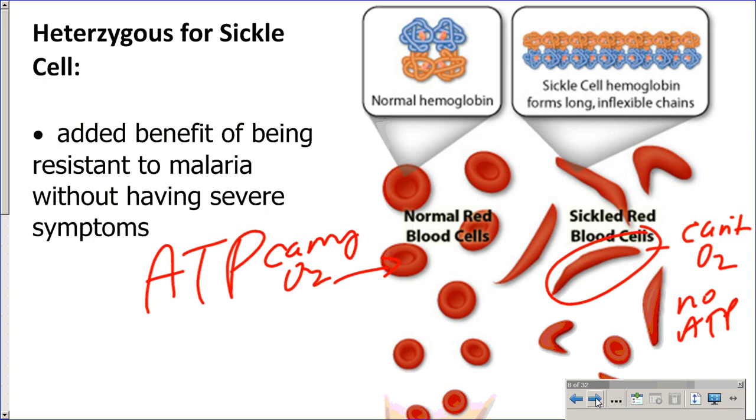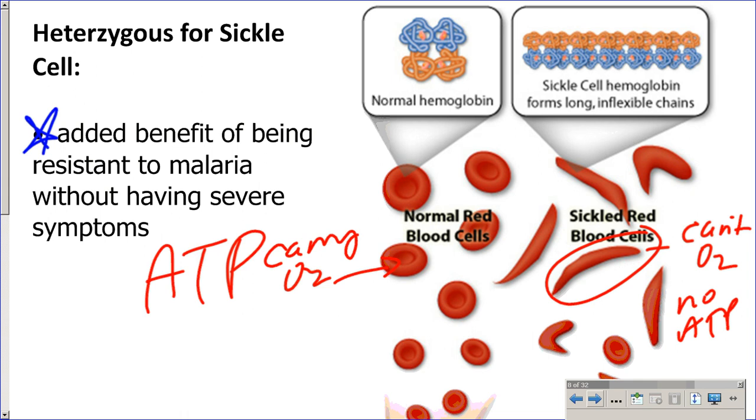So what can happen is there's this important feature you need to add to your notes, okay? There's an added benefit of being a heterozygote because you have protection against malaria in areas where malaria is present. In America, is there a lot of malaria? No. So that's why this disease is not incredibly common here, because there's no added protection for that individual to have that disease.